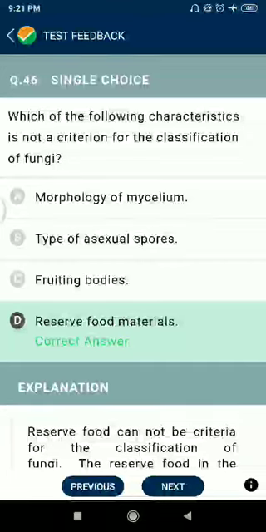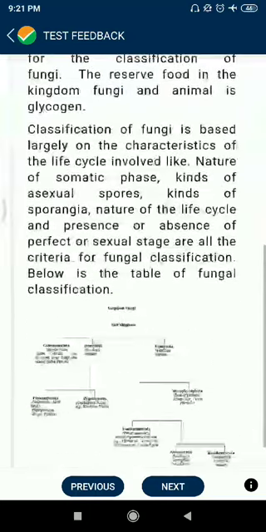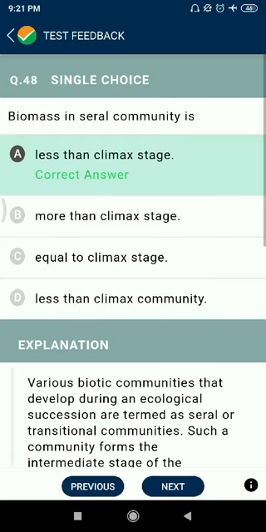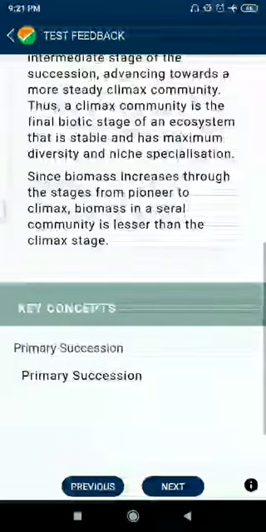Question number 46. Which of the following characteristics is not a criterion for the classification of fungi? Not reserved food materials, but fruiting bodies, types of asexual spores, morphology of mycelium. Question number 47. Phylloclade, modification of aerial stem, is found in Opuntia. Question number 48. Biomass in cereal communities is less than climax stage.